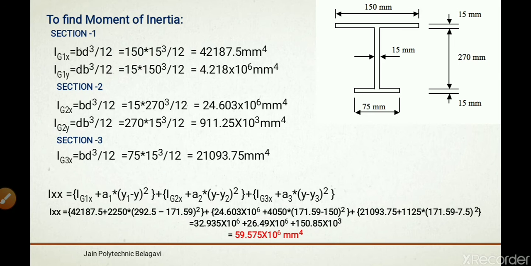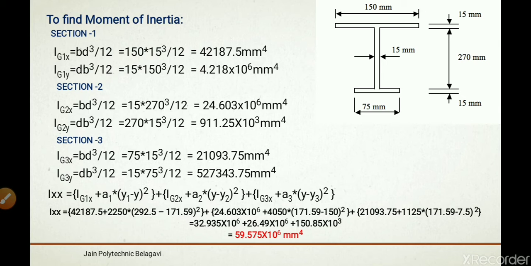Now coming to section 3. Section 3 moment of inertia is BD cube by 12. So B is 150, D is 15. So 15 raised to 3 divided by 12, we are going to get 21093.75 millimeter raised to 4. And section 3 about the y axis moment of inertia will be DB cube by 12, that is 15 into 75 cube divided by 12, 527343.75 millimeter raised to 4 is the moment of inertia.